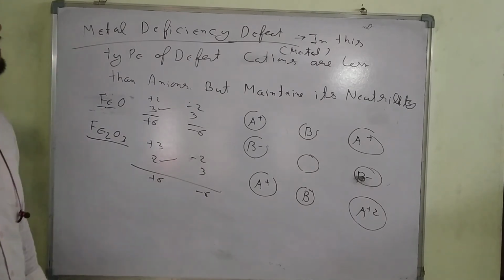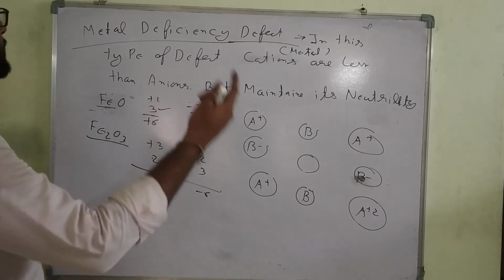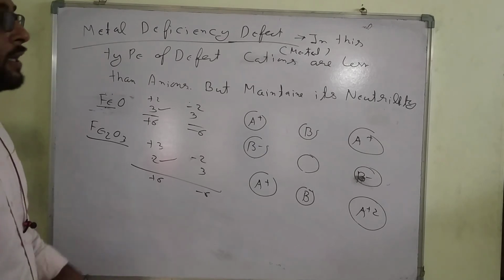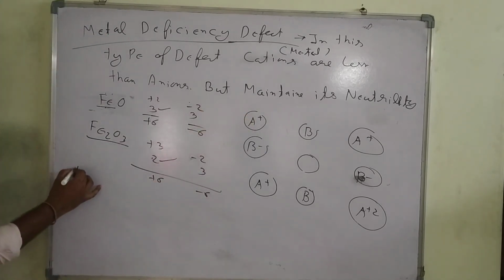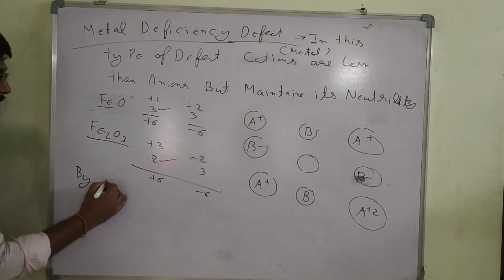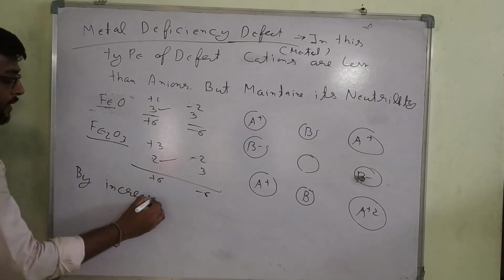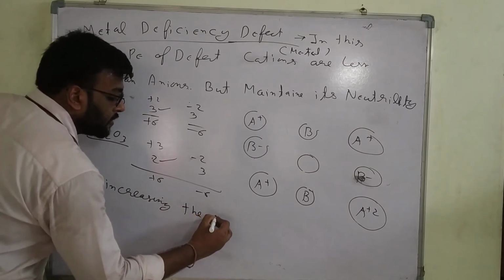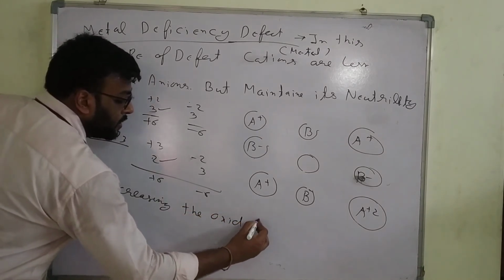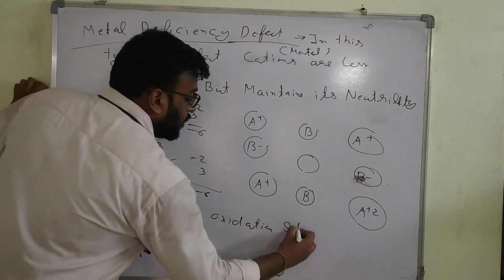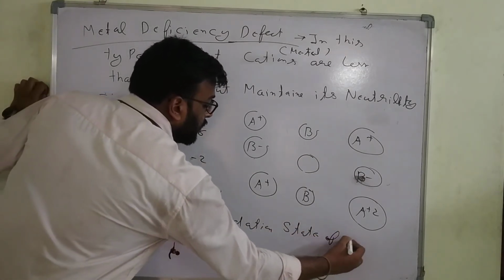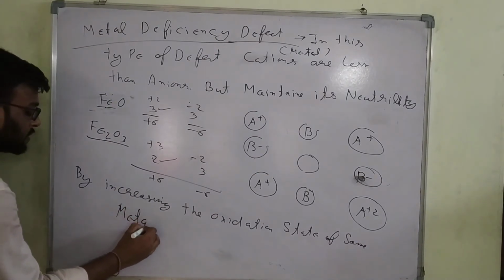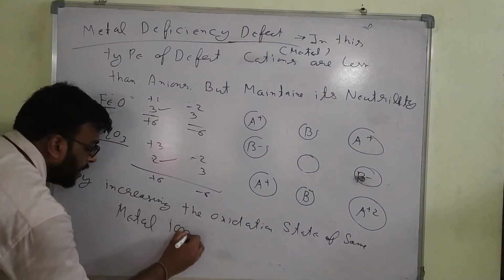So what happened in this defect? In this type of defect, cations are fewer than anions, but it maintains its neutrality by increasing the oxidation state of the same metal. I'm writing over here: by increasing the oxidation state of the same metal.